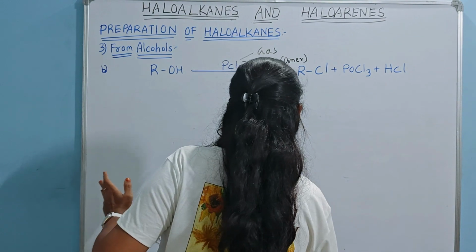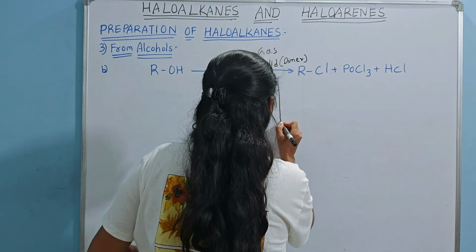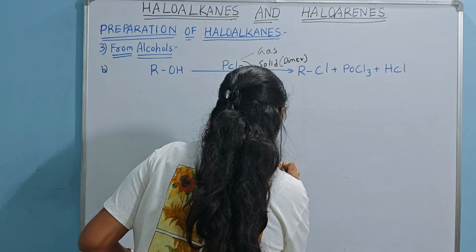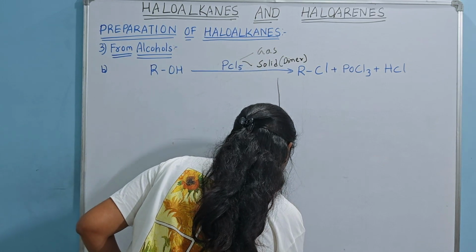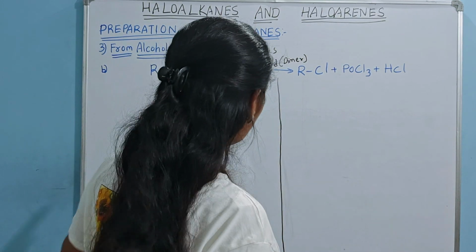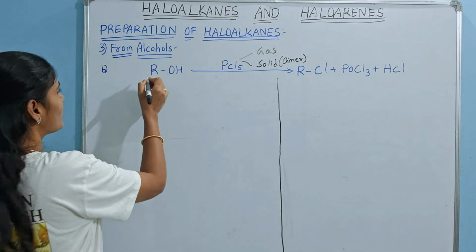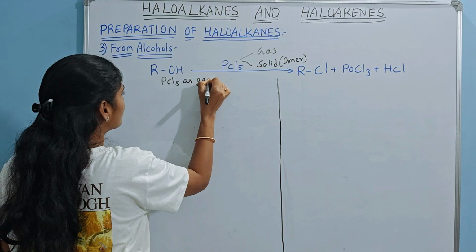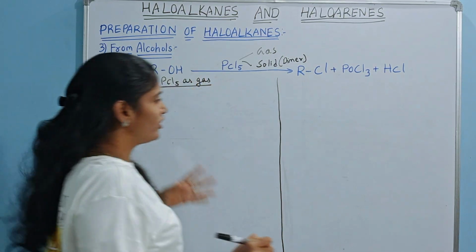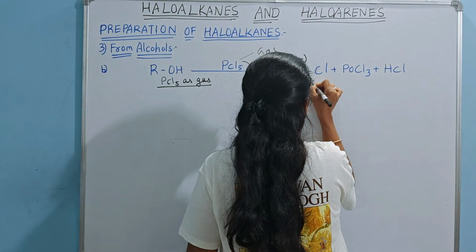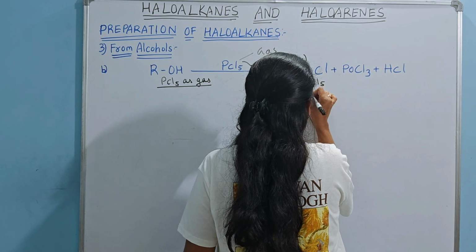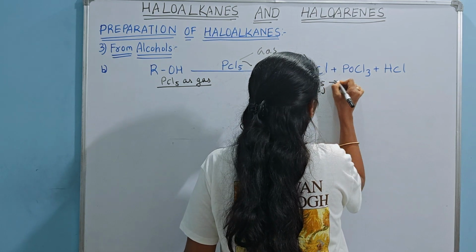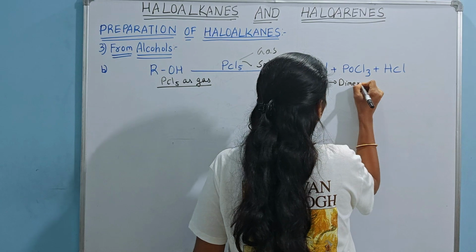Let me make the line a little straight and neat. Okay, fine. On the left side, I will be doing the mechanism of PCl5 as gas, and on the right side, we will be doing the mechanism of PCl5 as solid. Now, as I told you, PCl5 as solid will exist in the form of a dimer.